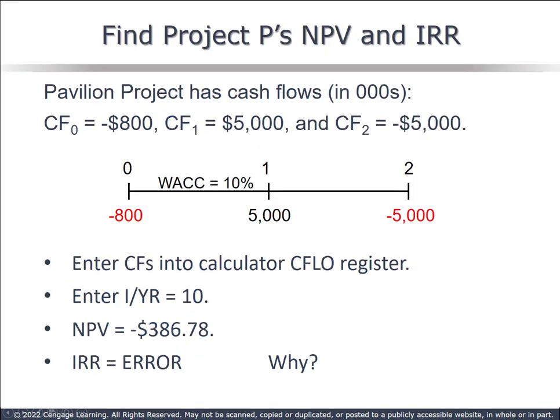As an example of multiple IRRs, suppose we have the Pavilion project. At time 0, we need to invest $800,000 to build a World's Fair pavilion. During the fair, we estimate we'll make $5 million, but it will cost us $5 million to put the land back like it was after the fair closes. These values are shown on the timeline. Solving for NPV, we get a negative 386,780, but the IRR results in an error, 2 sign changes.